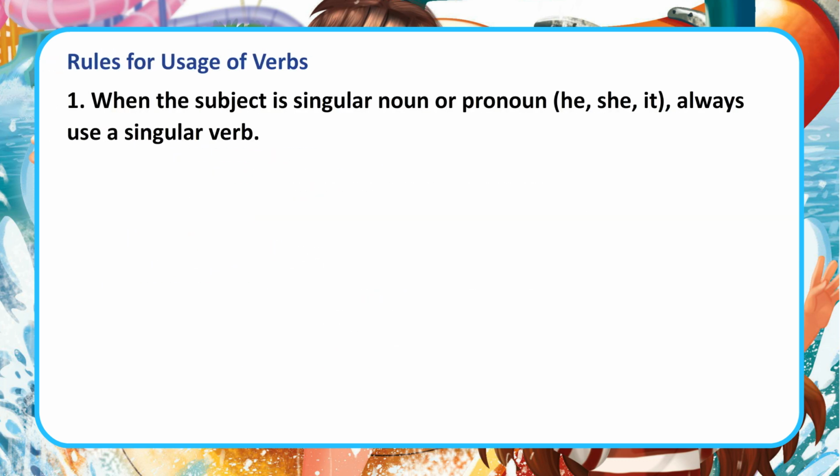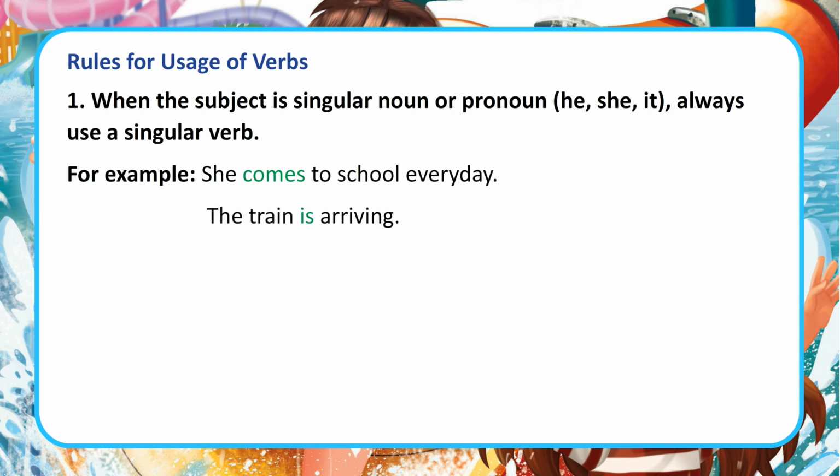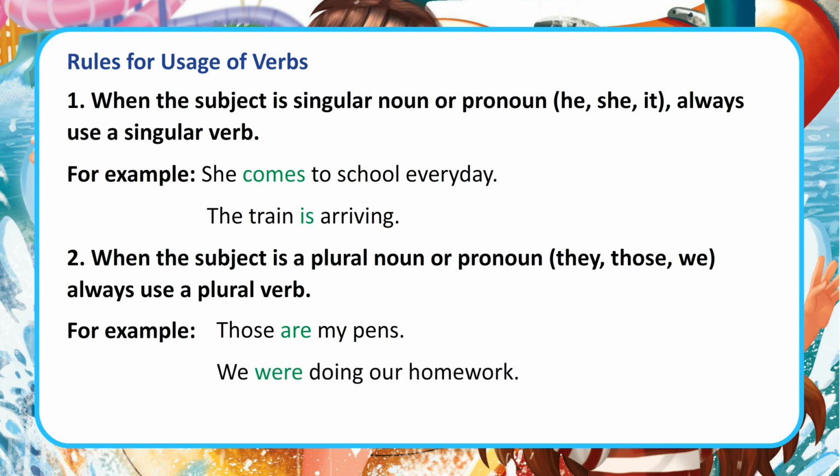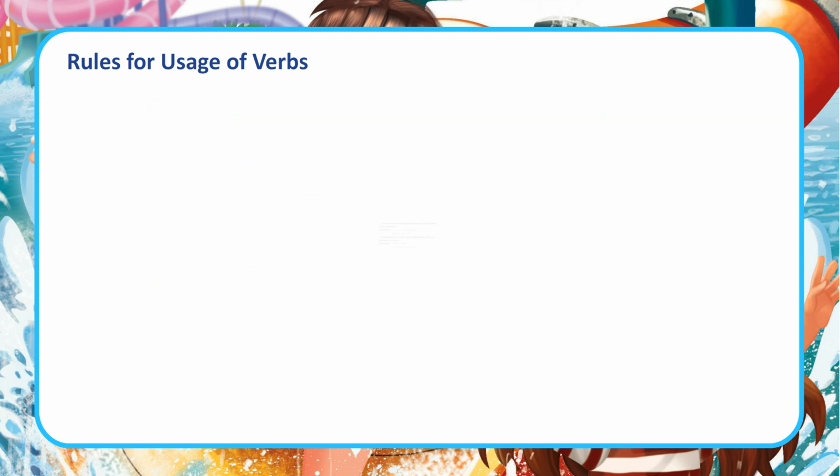Rules for usage of verbs. 1. When the subject is a singular noun or pronoun, he, she, it, always use a singular verb. For example, she comes to school every day. The train is arriving. 2. When the subject is a plural noun or pronoun, they, those, we, always use a plural verb. For example, those are my pens. We were doing our homework.